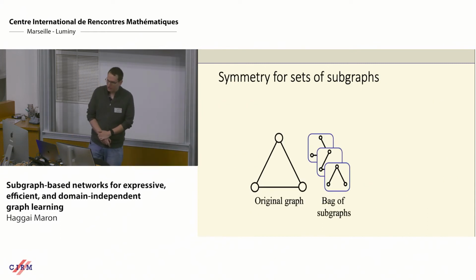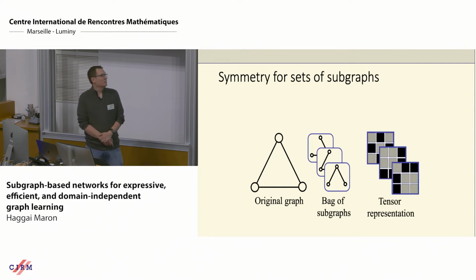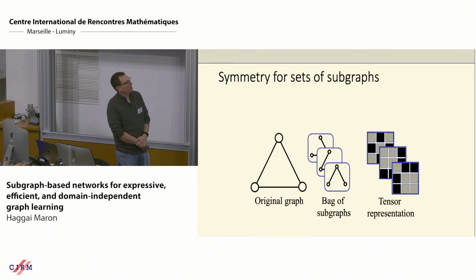So here we have the original graph, and some illustration of its bag of edge-deleted subgraphs. And this is the tensor representation. In each one of those matrices, we see the adjacency matrix of the corresponding subgraph. And what we would like to do now is to try to understand what the symmetries of this structure are. In other words, what kind of transformations we can apply to this which will not change the essence of the underlying object.